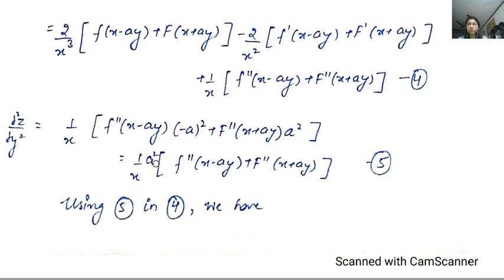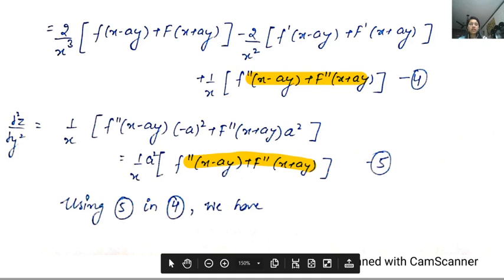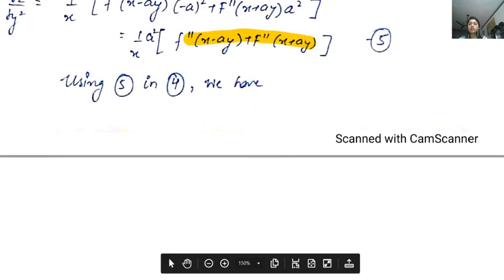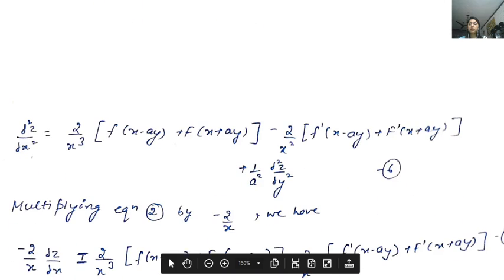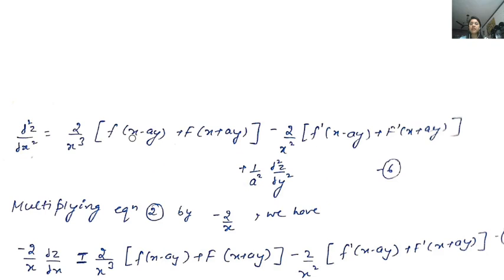Now we can use this value here in equation 4. Using equation 5 in 4, we have ∂²z/∂x² equals to 2 by x cube [f(x minus ay) plus F(x plus ay)], minus 2 over x square [f dash (x minus ay) plus F dash (x plus ay)], plus 1 by a square ∂²z/∂y². Here we have used equation 5.